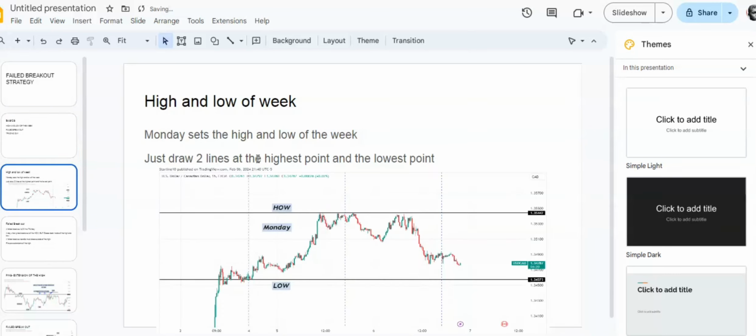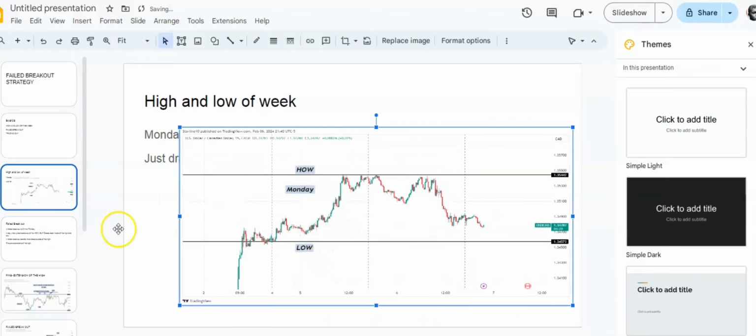This is just a simple illustration to show you how to draw the high and the low of the week. So on this day, this is Monday. This line represents the beginning of the day. This line represents the end of the day. Now, the highest point price reached that day and the lowest point, that is the high of the week and the low of the week, if it's on Monday. This is the first step.